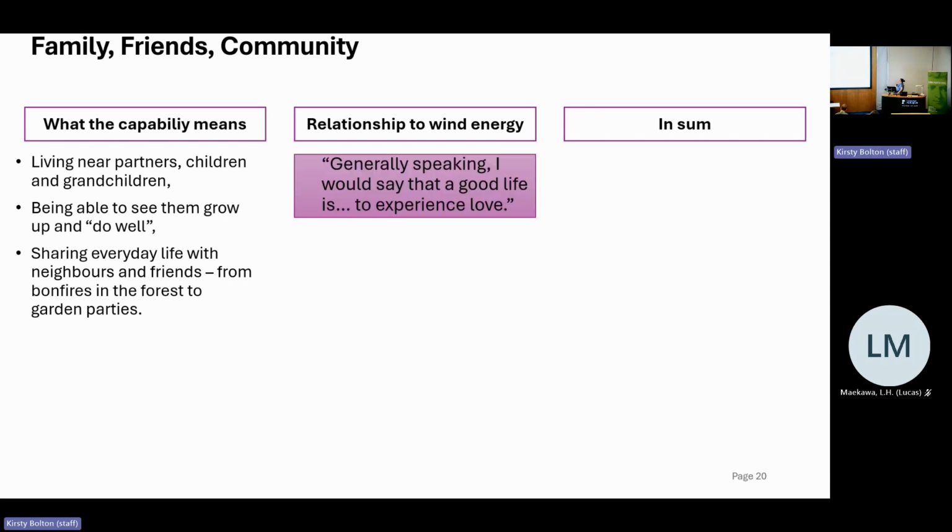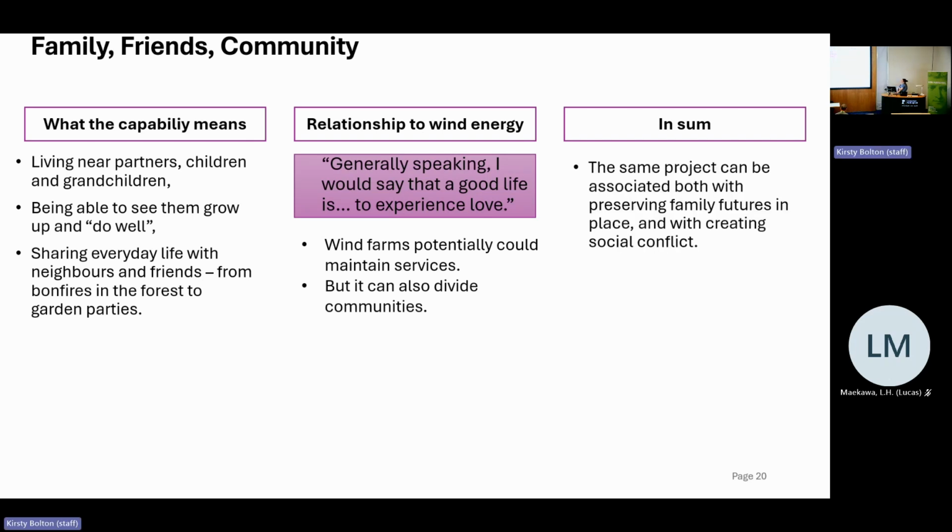Yeah, so there's a lot of attention towards family and friends, sharing everyday life, and really an emphasis that a good life is to experience love. Yeah. So what was really the focus here, that wind farms potentially could maintain services. So there's been a lot of newspaper articles across Norway that schools have shut down the last 2 years. Some communities are really struggling. A lot of the billionaires moving away because of high taxes. So I've seen, and they bring actually income to the local communities via tax. So they've been struggling, and then wind farms are seen now slowly as a potential and possibilities for municipalities to gain income, and then keep local services alive.